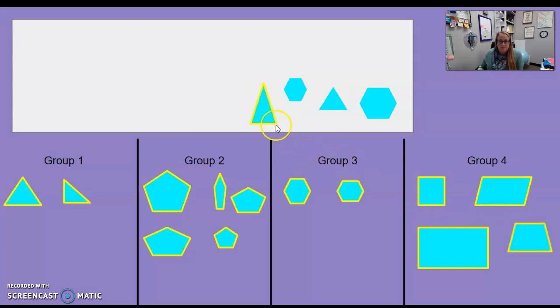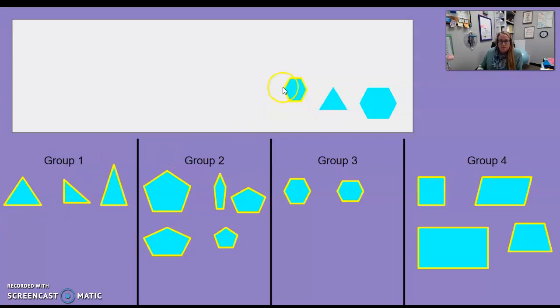What about this? 1, 2, 3. Three-sided figure. Three-sided figure has to go in group 3. Oh, it didn't show up in group 3. Why didn't it show up in group 3? Turn and talk to somebody. Why did it not go into group 3? Yeah, silly Miss Belts. It's not going to go into group 3. Just because it has the number 3 doesn't mean it goes in group 3. So I have to put it with all the other three-sided figures.